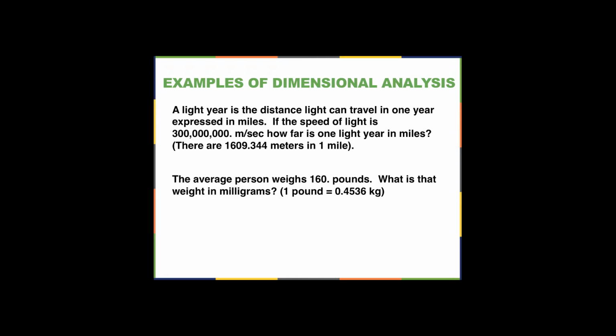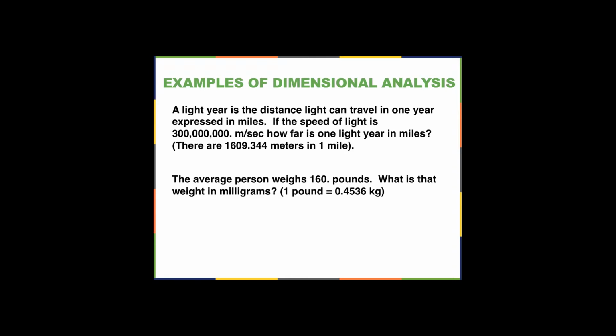And you can see here is a problem. It says a light year is the distance that light can travel in 1 year expressed in miles. If the speed of light is 300 million meters per second, how far is 1 light year in miles? So how far can light travel in 1 year in miles?